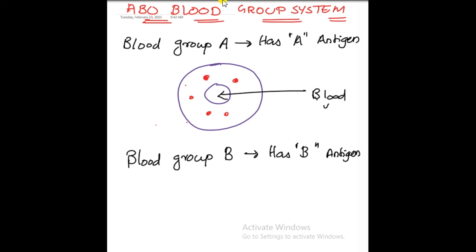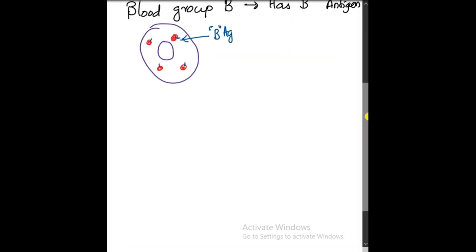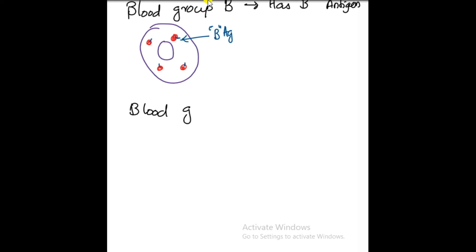It's not a blood vessel. It's not RBC. It's a blood vessel, and in the blood vessel we can see the RBC, and in the RBC we have the A antigen, and blood group B has the B antigen. In the RBC you can see the B antigen. So the persons differ based on their blood group, which is based on the antigen present on the RBC, not in the blood lumen. Antigens are present on the RBC surface.